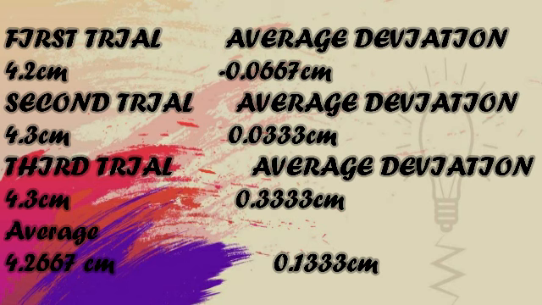Add all of them and divide it by 3, I got the average of 4.2667 centimeters. Now, let's get the average deviation. On the first trial, I got negative 0.0667 centimeters. On the second trial and the third trial, I got 0.0333 centimeters. Use the formula to get the average. And the average I got is 0.1333 centimeters.